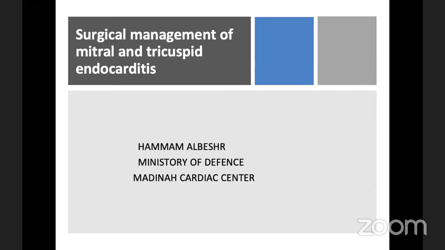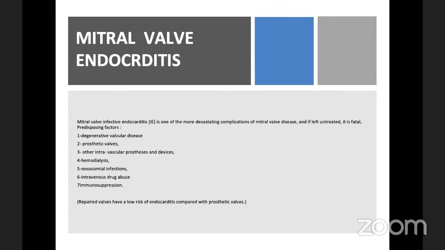Okay. Today, I'm going to talk about surgical management of mitral and tricuspid endocarditis. Mitral valve infective endocarditis is one of the more devastating complications of mitral valve disease, and if it is left untreated, it is fatal. The predisposing factors are degenerative valve disease, a prosthetic valve, intravascular prosthesis or device, hemodialysis line, nosocomial infection, intravenous drug use, and immunosuppression. Repaired valves have a low risk of endocarditis compared with prosthetic valves.